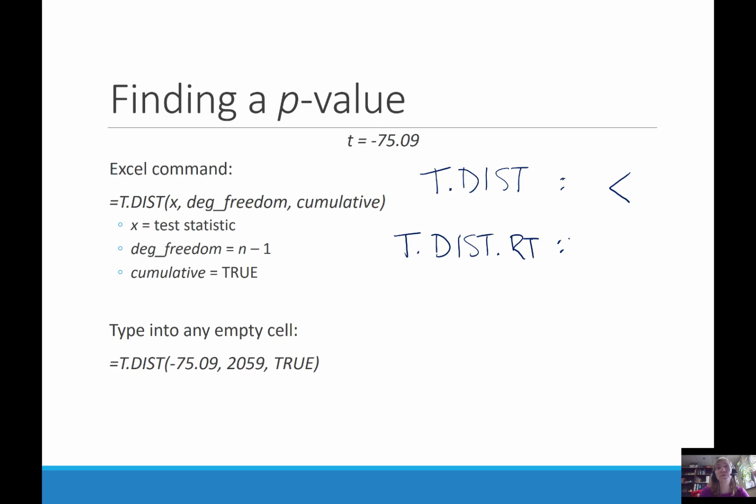T.dist.rt is used when the research hypothesis is greater than. And T.dist.2t is used when the research hypothesis is not equal to. All 3 functions are formatted the same basic way, though only T.dist includes the cumulative statement, which is always set to true. The arguments are x, the test statistic, degrees of freedom, which is the sample size minus 1 for a one-sample study, and cumulative, which is always set to true.